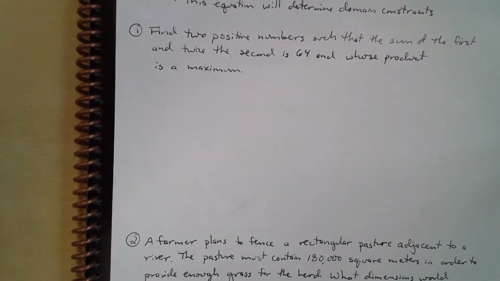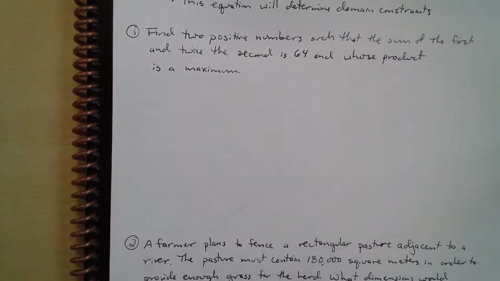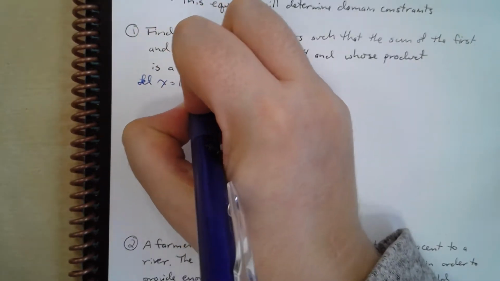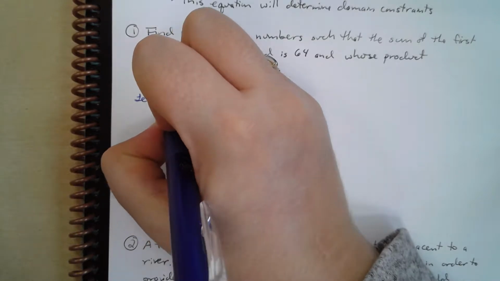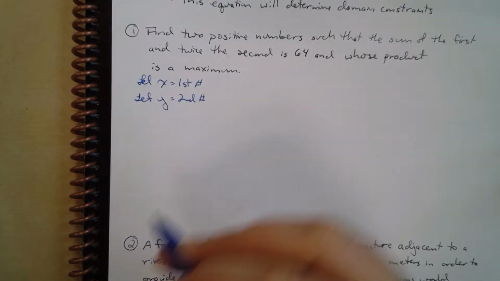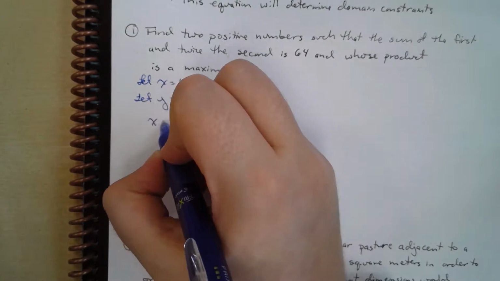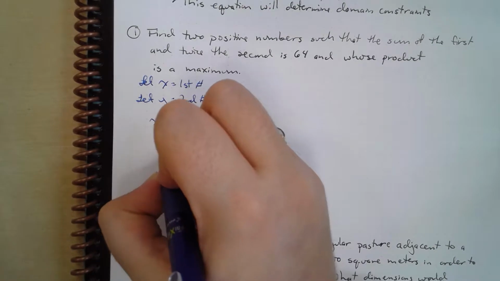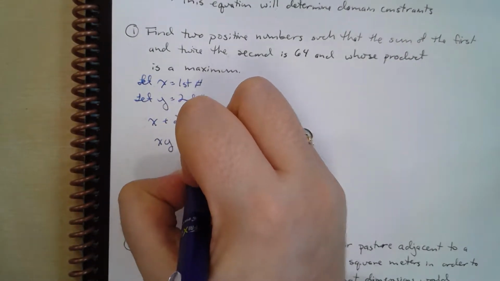So let's go to our first one here, and this is probably a classic problem that you've seen something similar before, maybe even in algebra. We're asked to find two positive numbers such that the sum of the first and twice the second is 64, and whose product is a maximum. Okay, I think you've probably done stuff like this. So let's let x equal our first number, and y equal our second number. We want the sum, x plus 2y, to equal 64, and the product should be a maximum. So x times y should be a maximum, right?